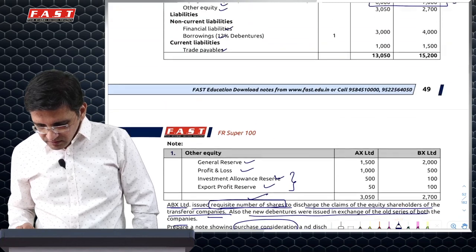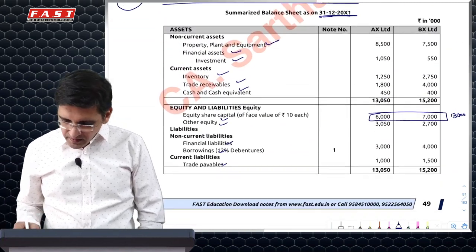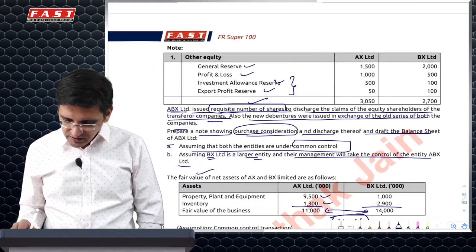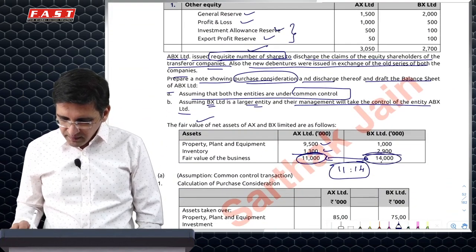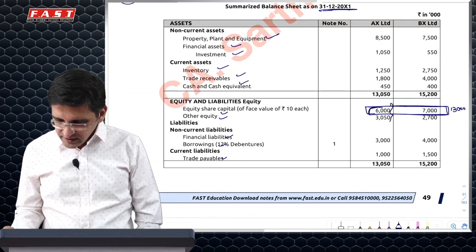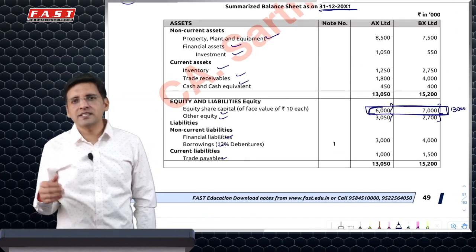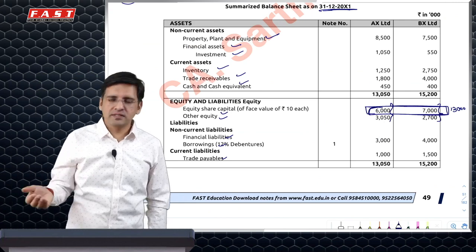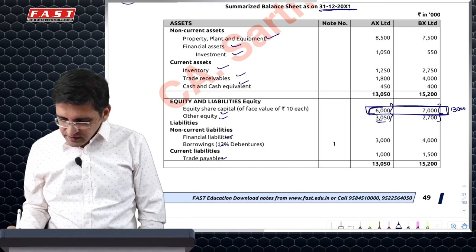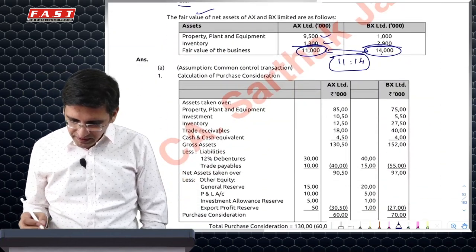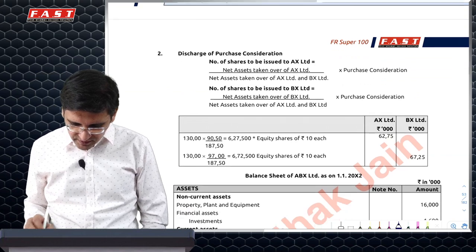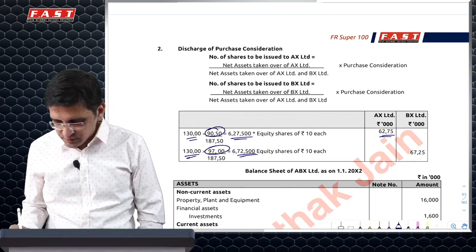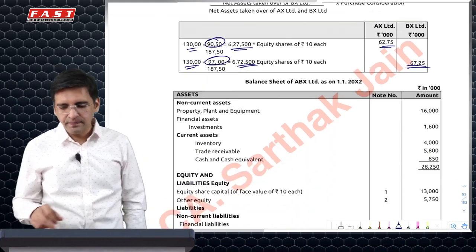Now let's come to the first case, which is a common control transaction. In case of a common control transaction, fair value would not be calculated using the fair value of assets and liabilities because we don't consider that. We will use capital plus reserves, which is net assets at carrying amount. Net assets at carrying amount is assets minus liabilities, or capital plus reserves. So it will be 9050 and 9700. So 13,000 will be divided in the ratio of 9050 and 9700, and this is the number of shares which you will issue to AX and BX under common control transaction.